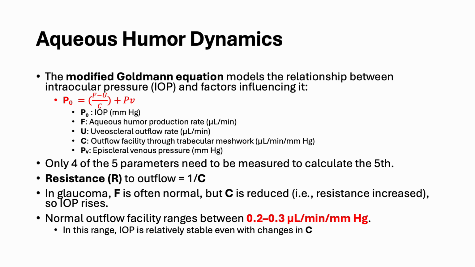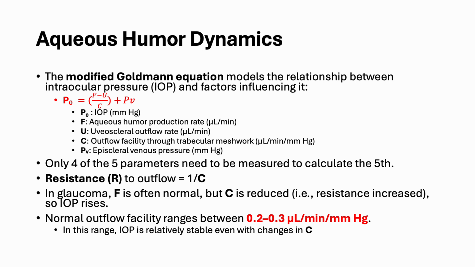The modified Goldmann equation models how intraocular pressure, or IOP, is determined by the balance of aqueous production and outflow. The formula is P0 equals (F minus U) divided by C, and PV is added at the end. P0 is intraocular pressure. F is the rate of aqueous humor formation. U is the uveoscleral outflow. C is the outflow facility through the trabecular meshwork. PV is episcleral venous pressure.